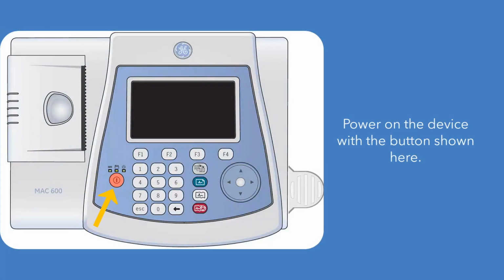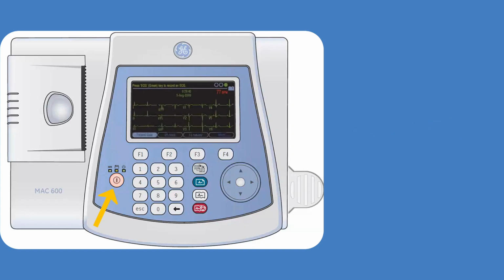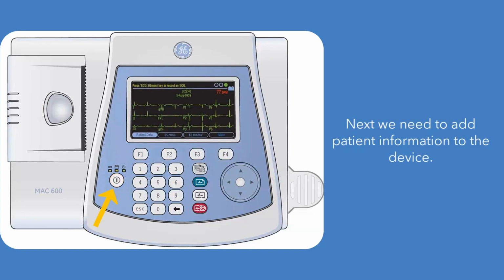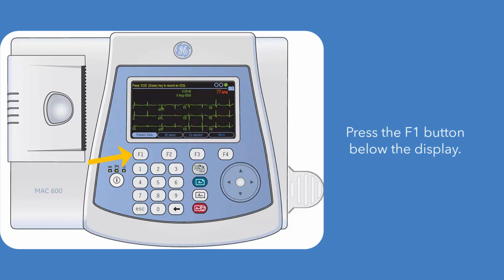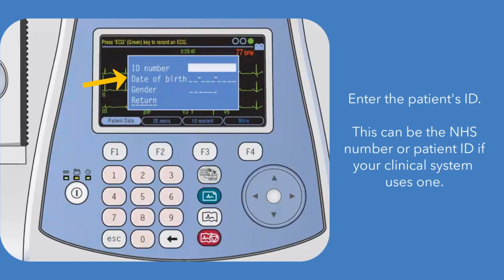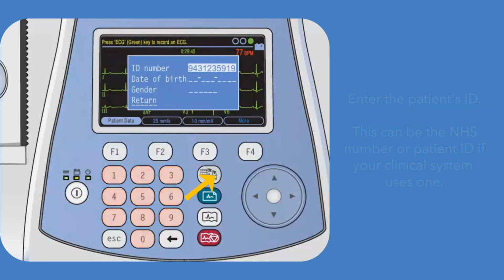Power on the device with the button shown here. Next, we need to add patient information to the device. Press the F1 button below the display. Enter the patient's ID. This can be the NHS number or patient ID if your clinical system uses one.